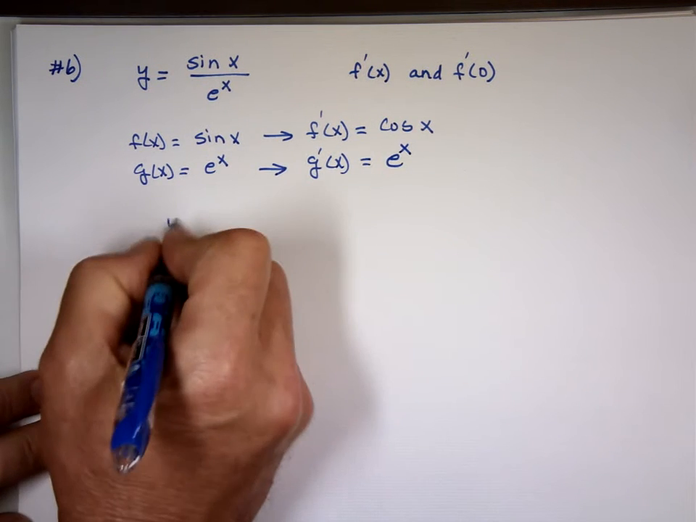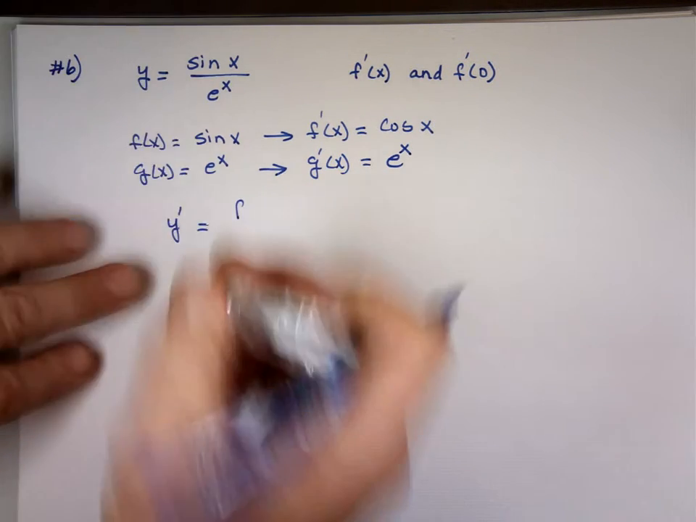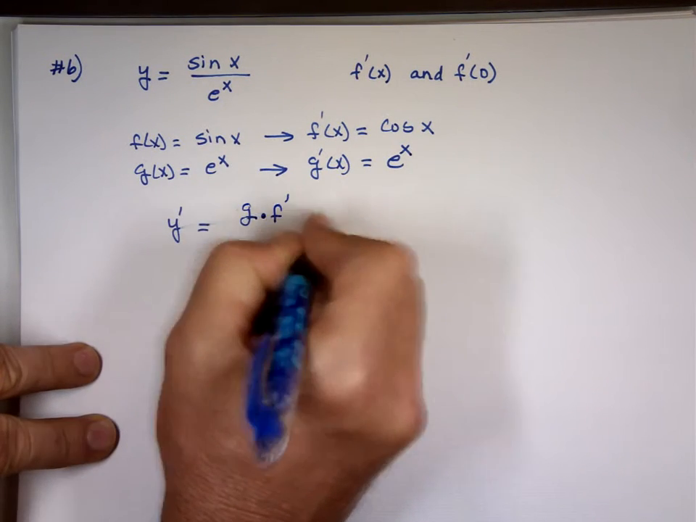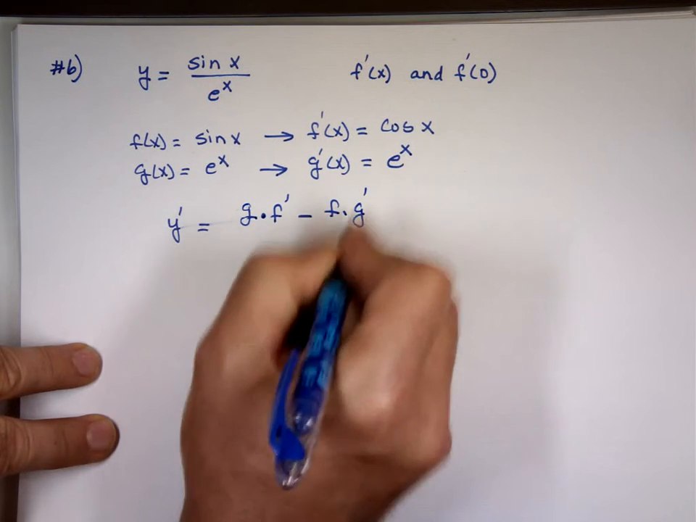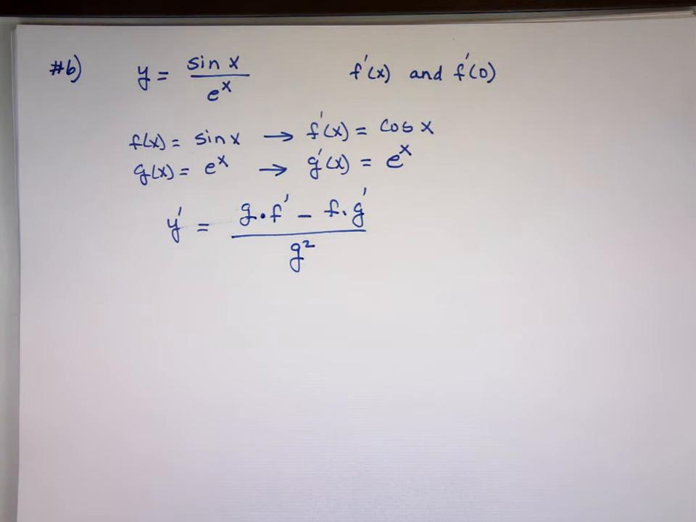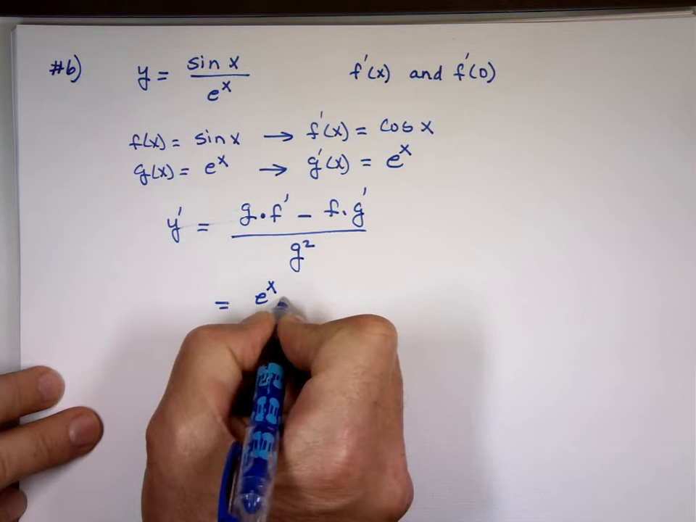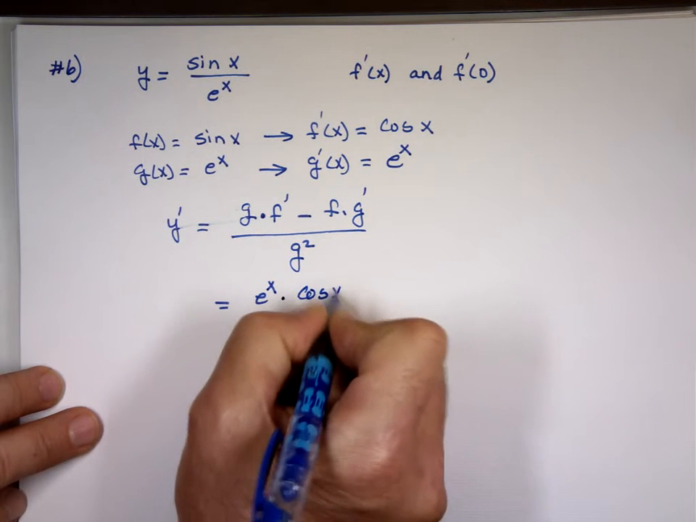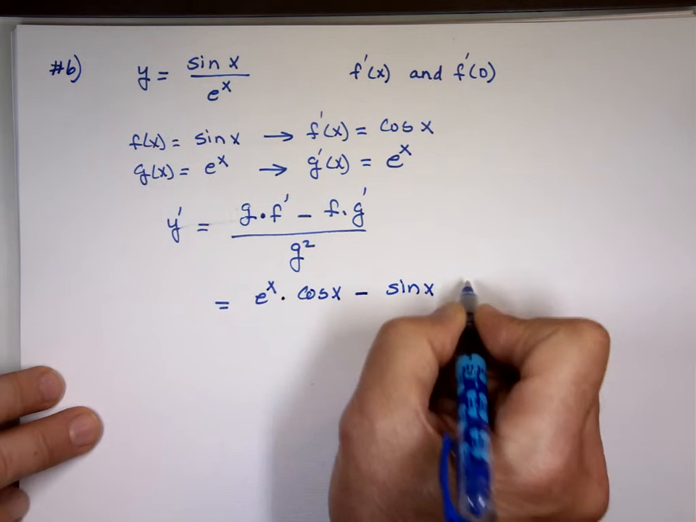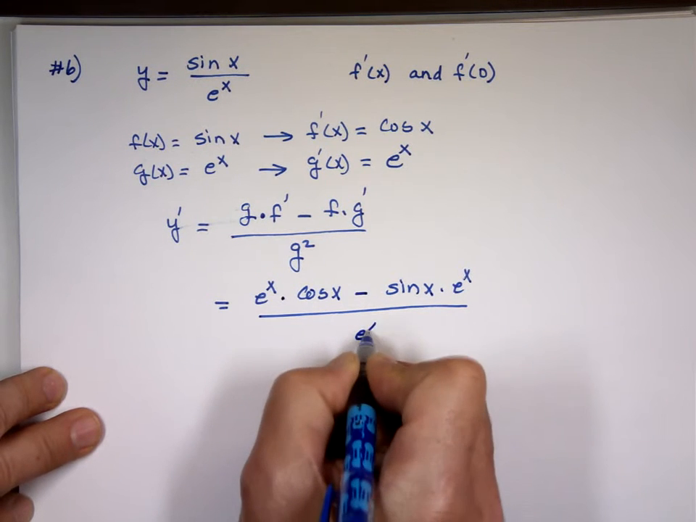And y prime is going to be g times f prime minus f times g prime, all divided by g squared. Plug in the values. G is e to the x times f prime, which is cosine of x, minus f of x, which is sine of x, times g prime, which is e to the x, the whole thing divided by what? E to the x squared.